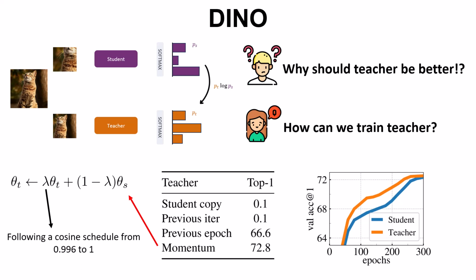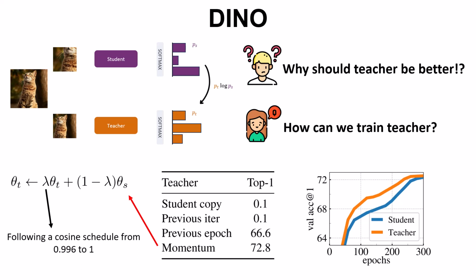So when a student receives a local view of the cat image that has information about whiskers and fur, it should give us the same representation as the teacher that has information of most of the cat in addition to the background like the tree.